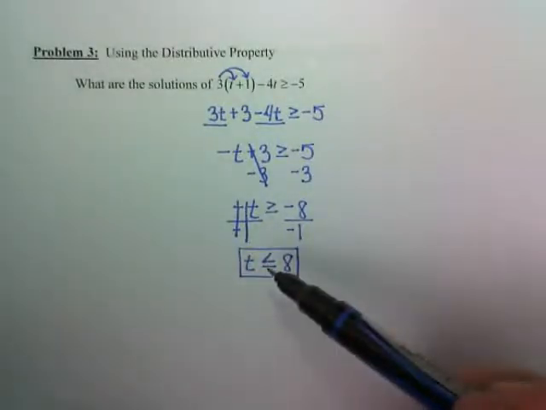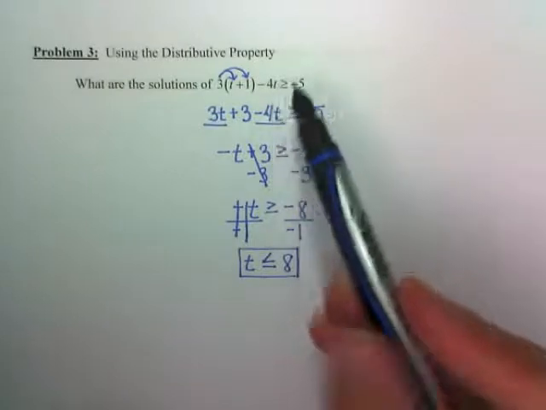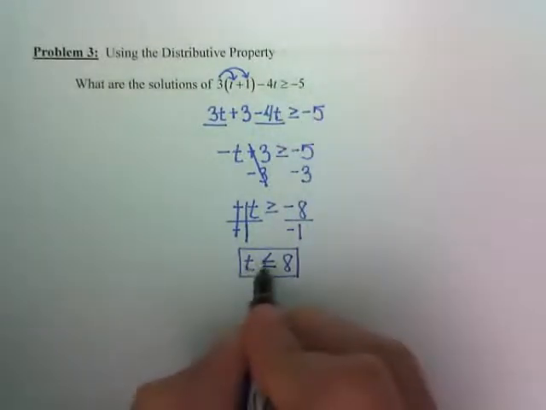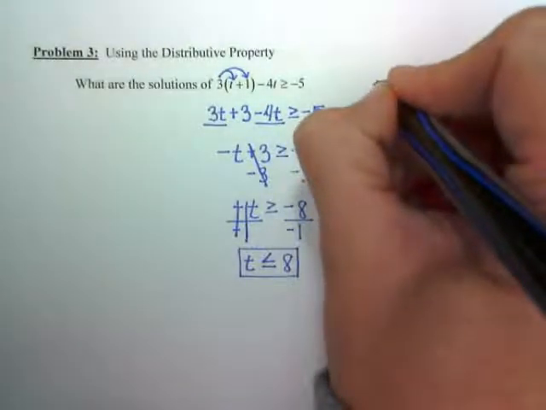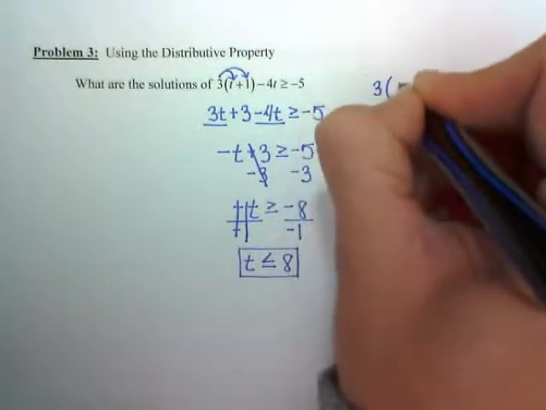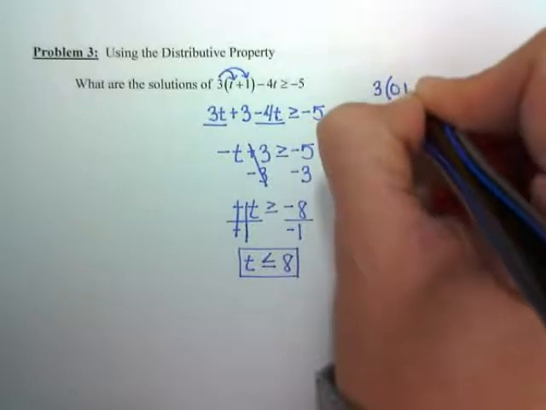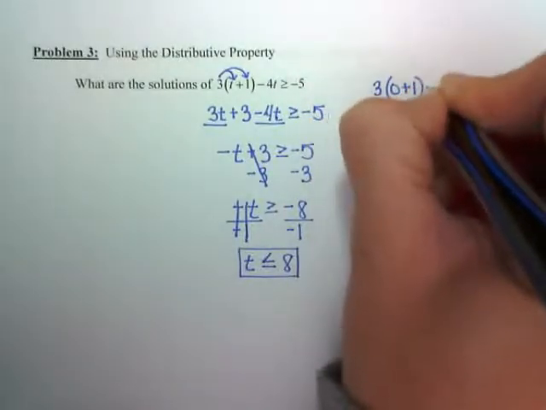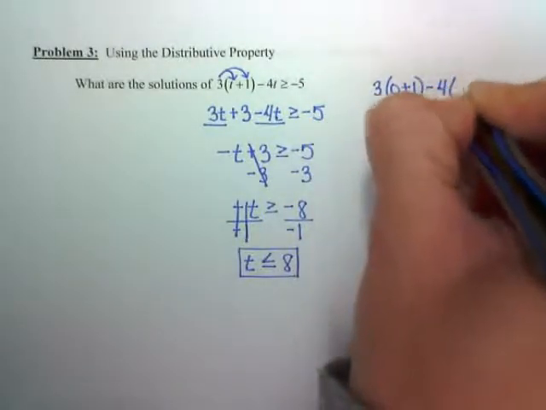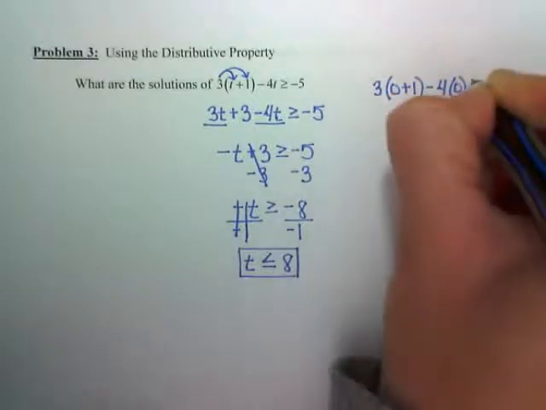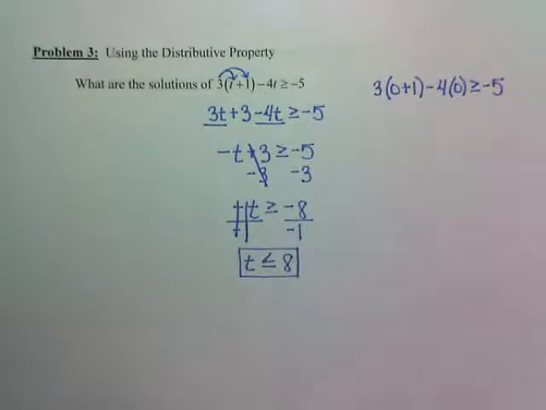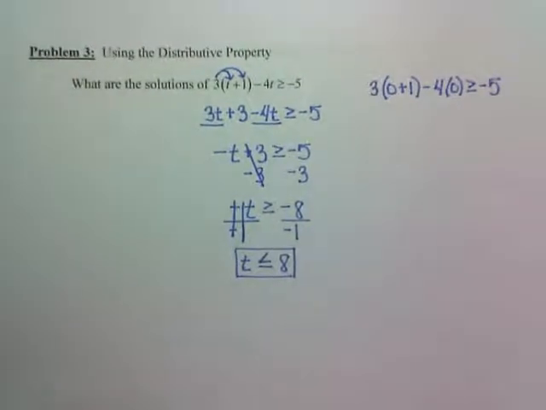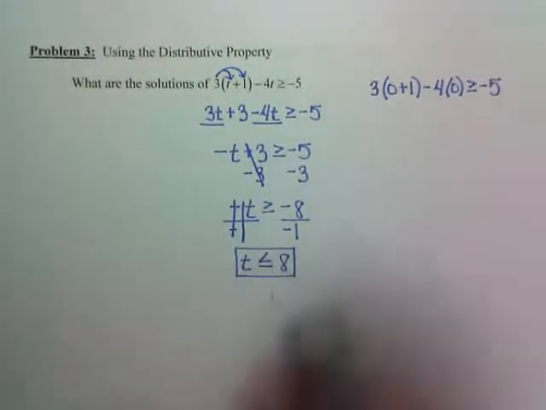Pick a number, plug it in. Let's see if it works. T less than or equal to 8. Let's pick a number less than 8. And again, 0 is less than 8. So I'm going to go to 0 just because it's easy to plug in place of t. It's less than 8, so this should work. If we've done everything correct with our problem, 0 should work because it's less than 8.